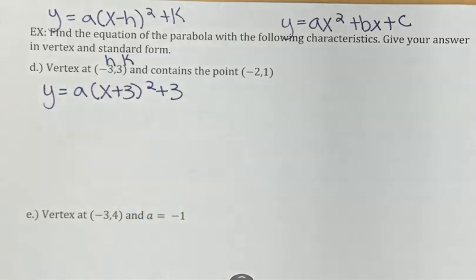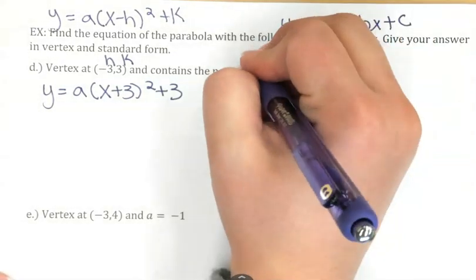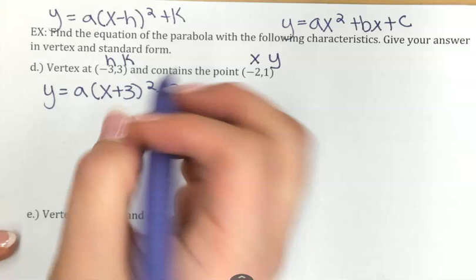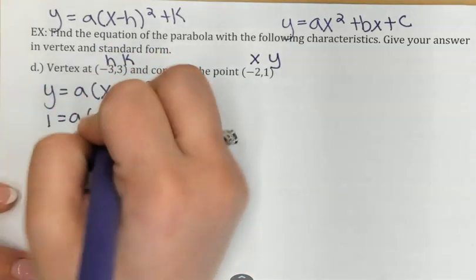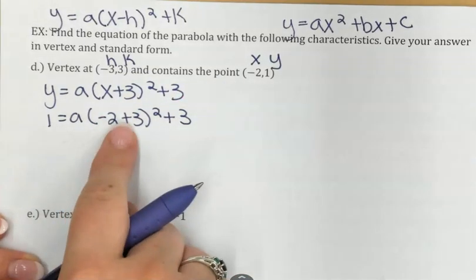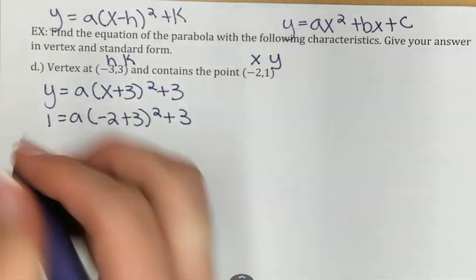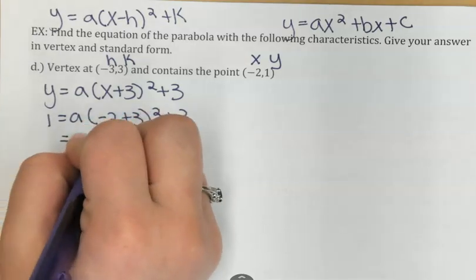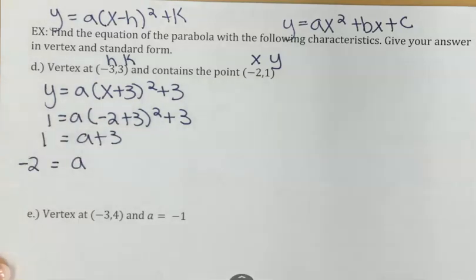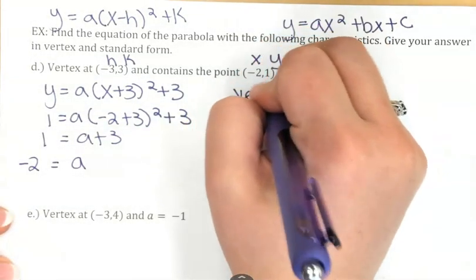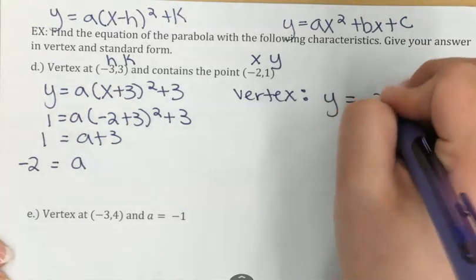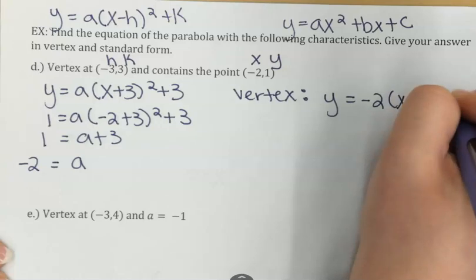How am I going to find a? Well, I have this other point here, which is an xy pair. So I can substitute that x and y in this equation and use that to solve for a. Well, negative 2 plus 3 is 1. 1 squared is 1. So a plus 3 equals 1, which means a is negative 2. So the vertex form for my equation is going to be negative 2, x plus 3 squared plus 3.